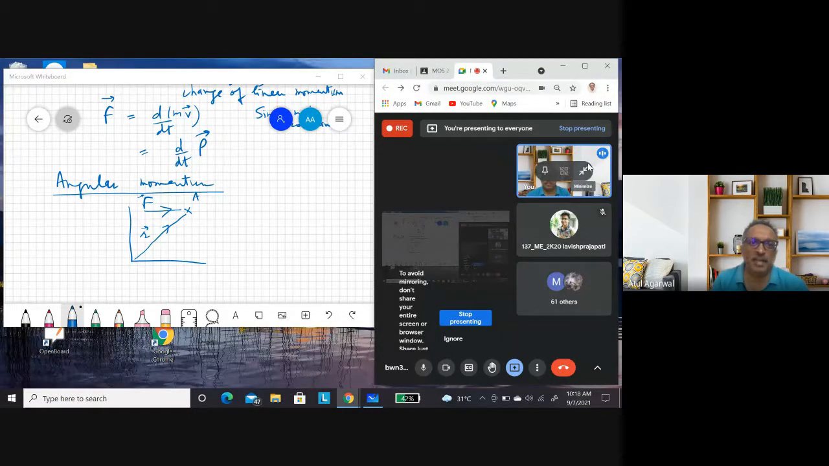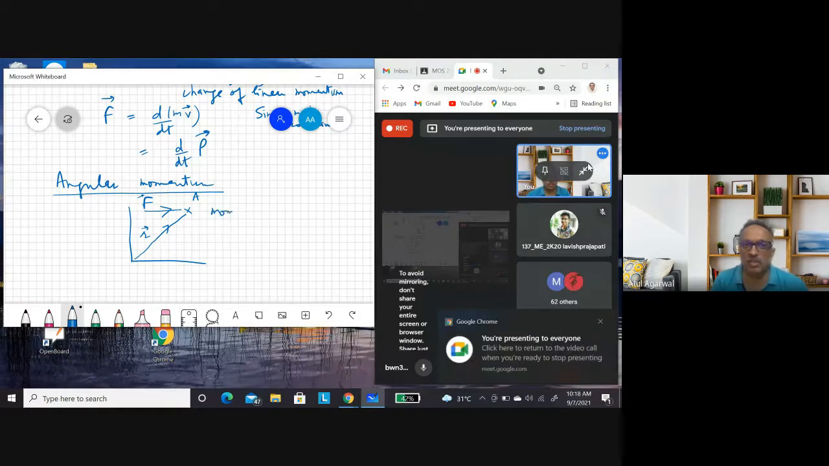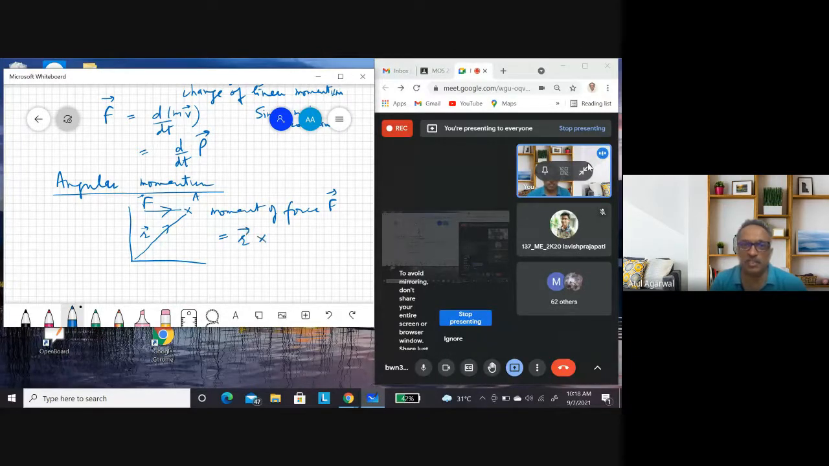Now we can define the moment of this force. What is the moment of this force? It is equal to r cross F. We have already discussed it. You take any point as a reference point. So, for example, we take the reference point at the origin.